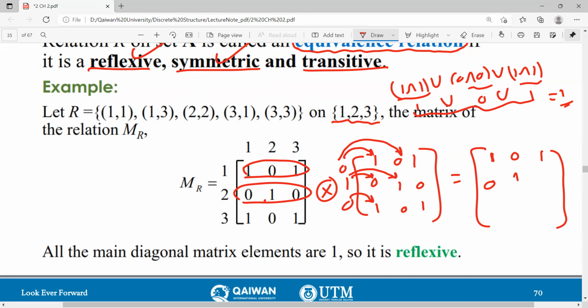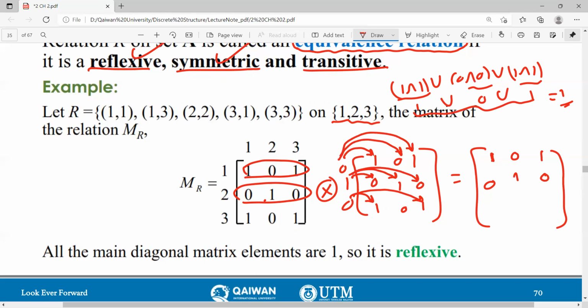And then for the third column, 0 and 1 is 0. 1 and 0 is 0. 0 and 1 is still 0. So the result is, we get 0 at all. So we get 0 here.